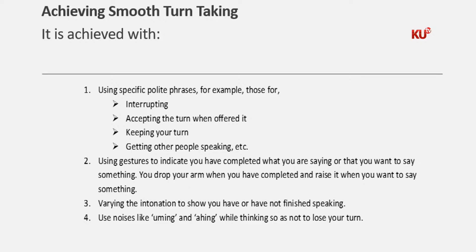Number two, using gestures to indicate you have completed what you are saying or you want to say something. You drop your arm when you have completed and raise it when you want to say something. When you see somebody raising the arm, you know they want to say something. Also, another way of achieving smooth turn taking, varying the intonation to show you have heard or you have not finished speaking. You show by varying the intonation. You have the rising intonation, the falling intonation.